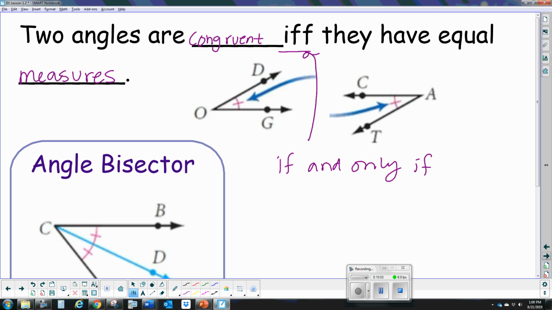So IFF means if and only if, and that means the if part and the then part are true no matter which order you read it in. So two angles are congruent if and only if they have equal measures, or two angles that have equal measures are congruent.